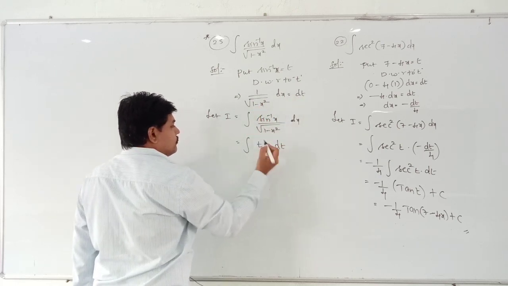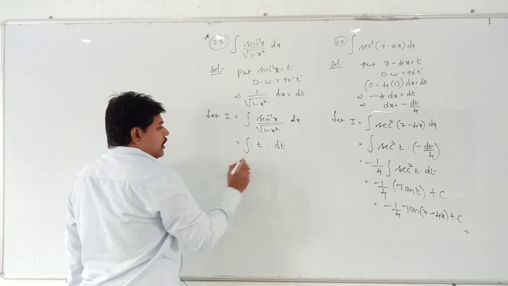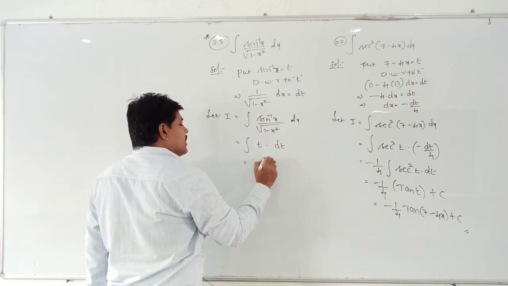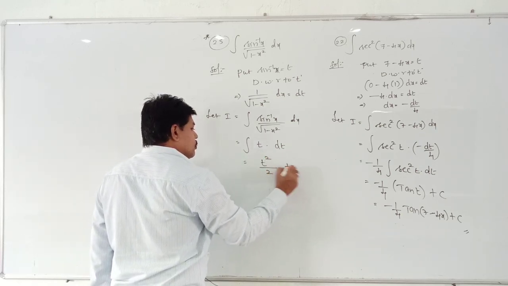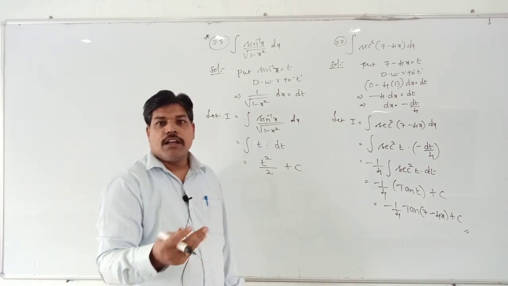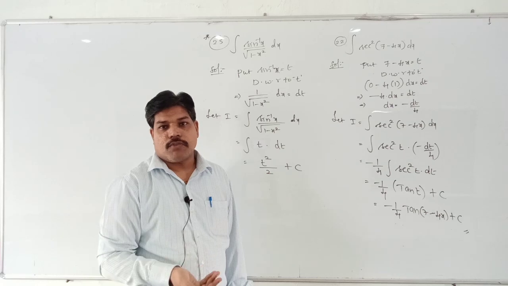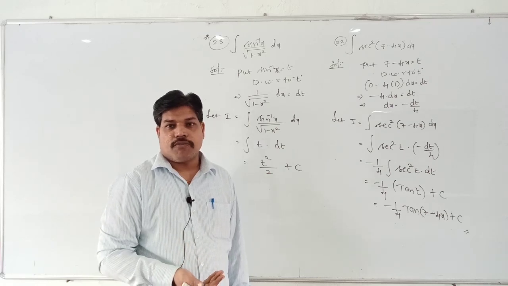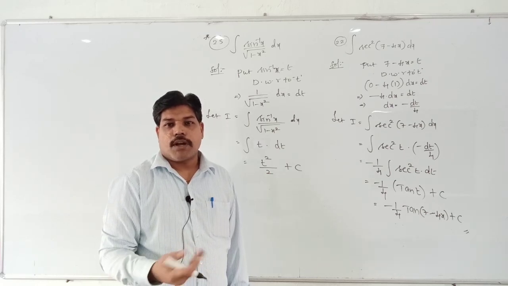So it will become integral of t. Integral of t is nothing but t square by 2 plus c. Integral of x is nothing but x power 1 plus 1 by 1 plus 1. Yes or no? Exponent formula. What is the exponent formula? It is x power n plus 1 by n plus 1.